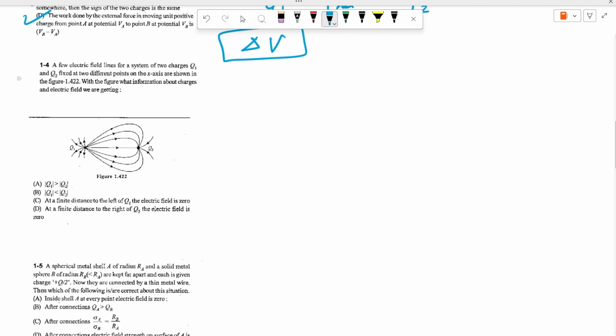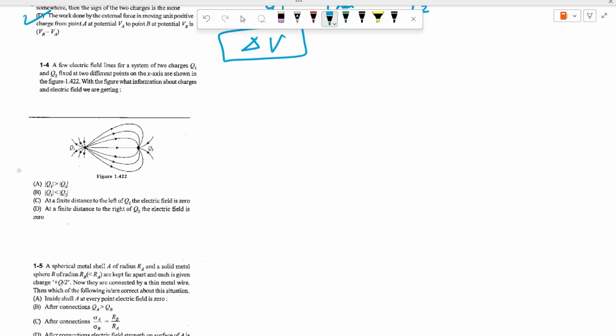A few electric field lines of the system of two charges Q1 and Q2 fixed at two different points on the x-axis are shown in figure 1.42. With the figure, what information about charges and electric field are we getting? So first of all, we are getting that these field lines are denser than these field lines, or we can also say that there are more field lines in total than these field lines. So Q1 is going to be greater in magnitude.